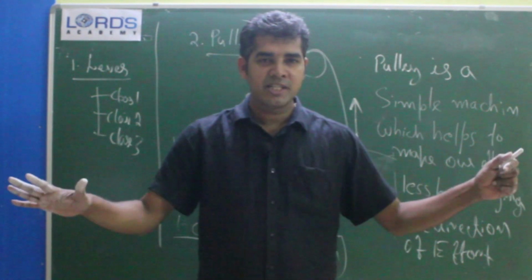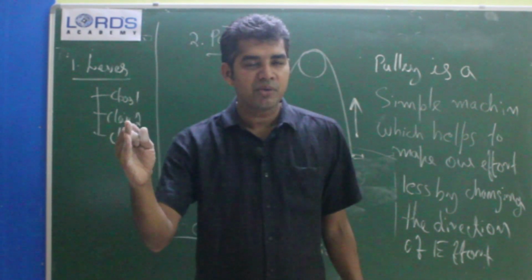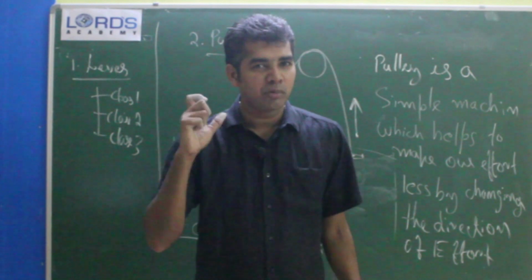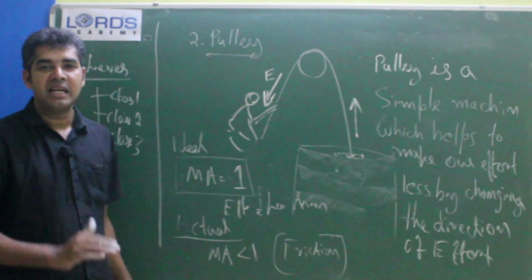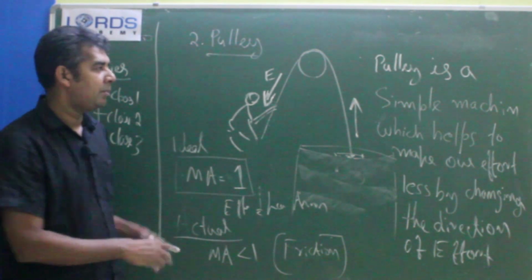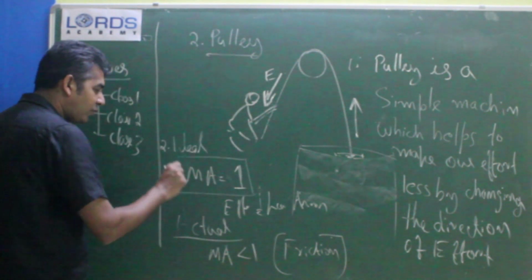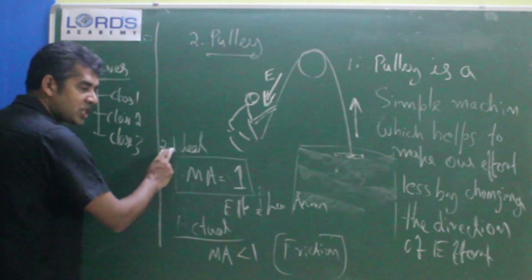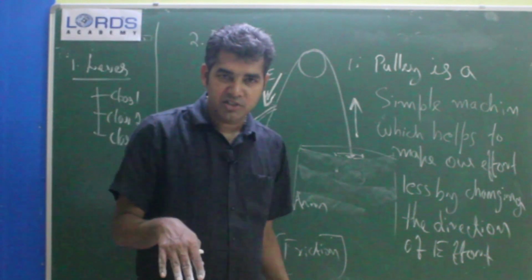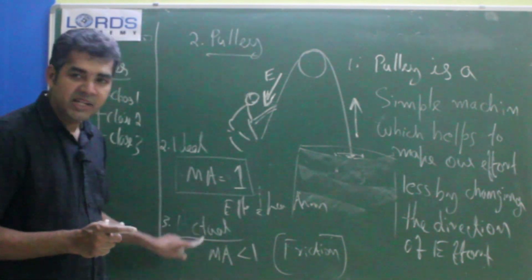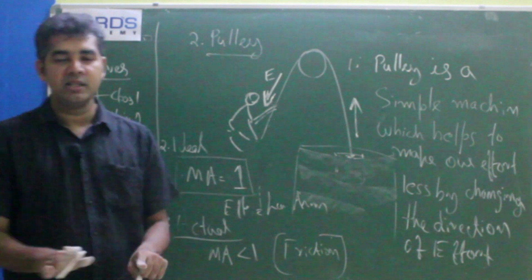So, pulley is a simple machine which helps to reduce our effort by changing direction. Second point, we have to remember, mechanical advantage in ideal situation is 1, but in actual situation it is less than 1. These are 3 points you have to keep in your mind. One is definition, second in ideal situation what is mechanical advantage, and in actual situation what is mechanical advantage. Why? There is a difference between ideal and actual value because of friction. These are the concepts in pulley.